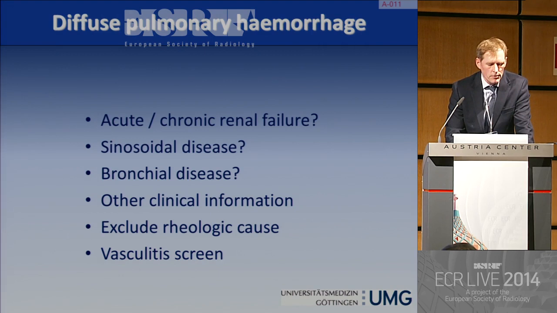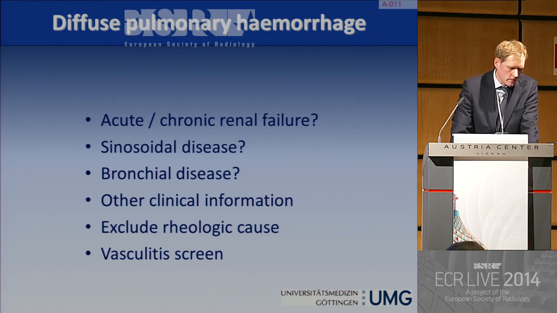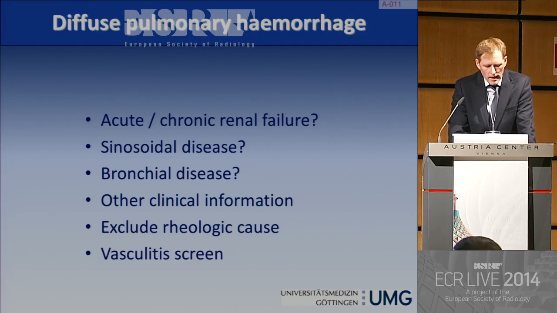Now we go through to diffuse pulmonary hemorrhage. Is this associated with acute or chronic renal failure? Does the patient have sinusoidal disease, bronchial disease? Do we have any other clinical information? Are we happy to exclude rheologic causes of pulmonary hemorrhage? And do we perform a vasculitis screen?